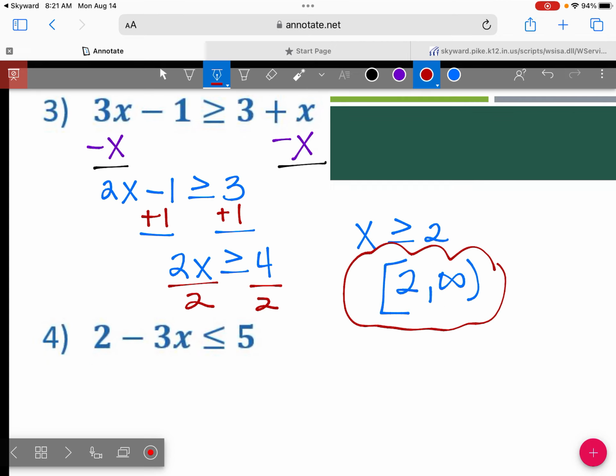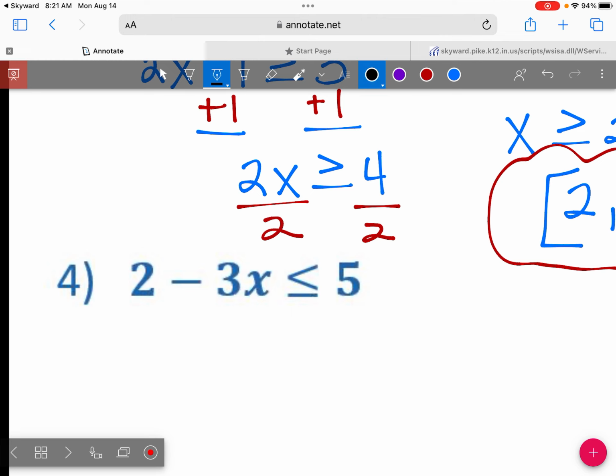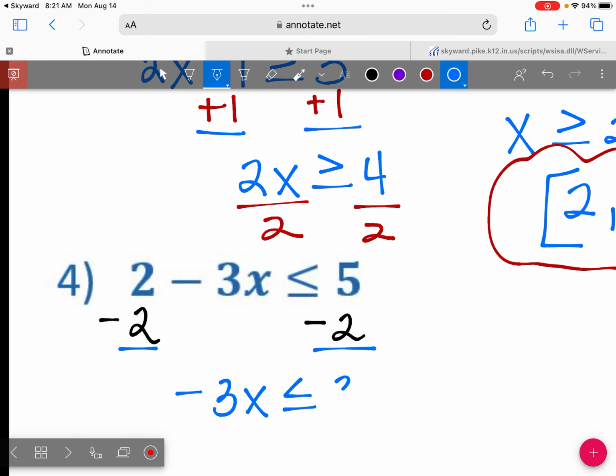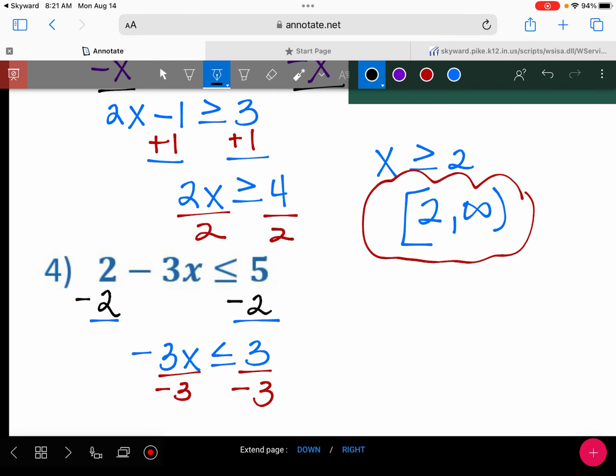For question 4, I'm going to subtract the 2, which gives me negative 3x is less than or equal to 3. Divide both sides by negative 3. Now remember, when you divide an inequality by a negative, what do you have to do with the inequality? You have to flip it. So that's going to change from a less than to a greater than. So it'll be x is greater than or equal to negative 1. So my interval would be negative 1 to infinity, parentheses, and a bracket.